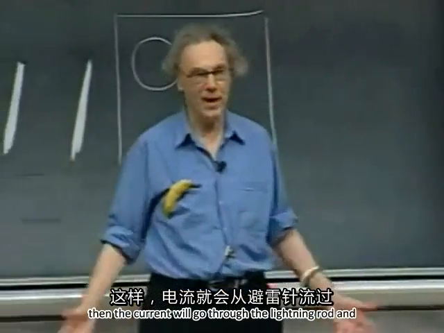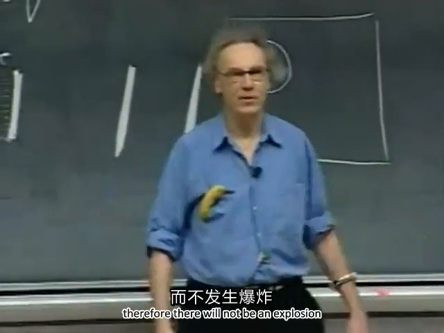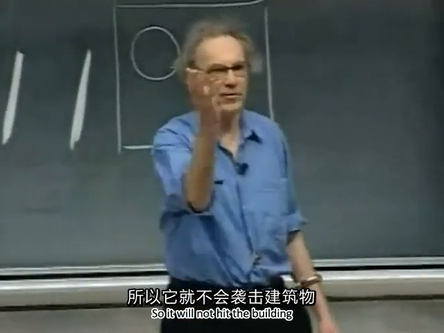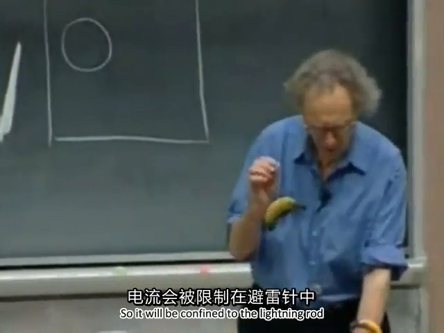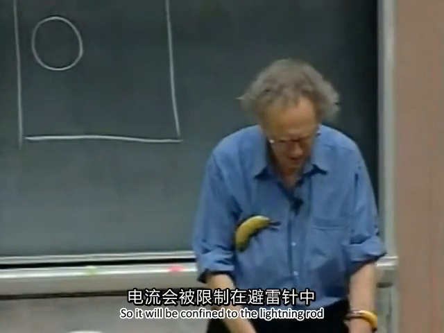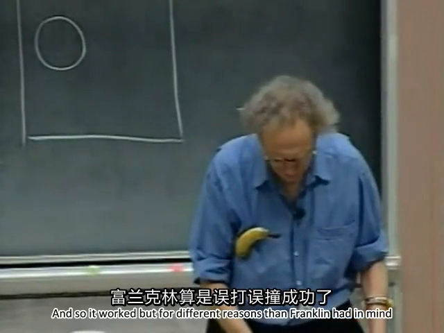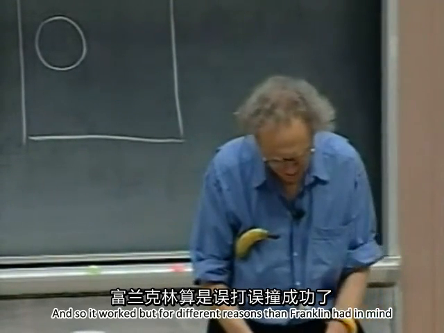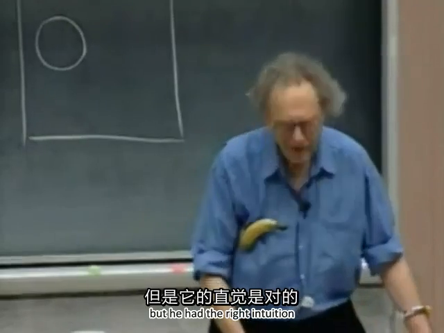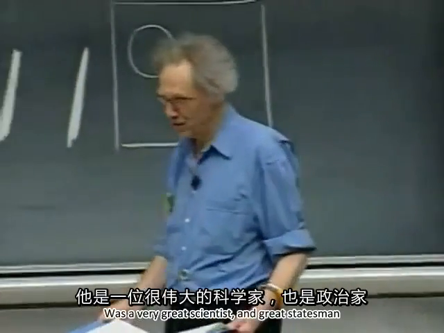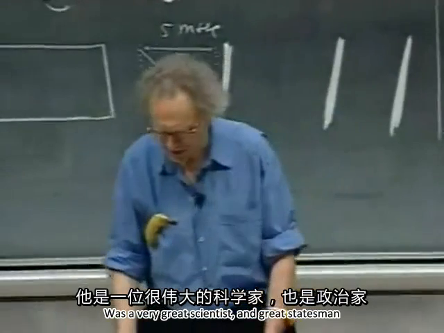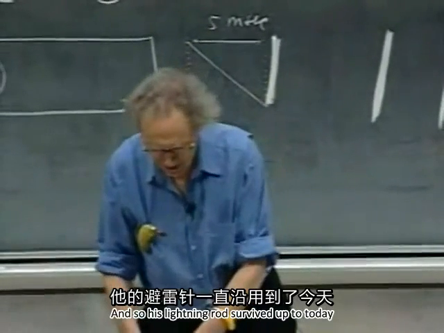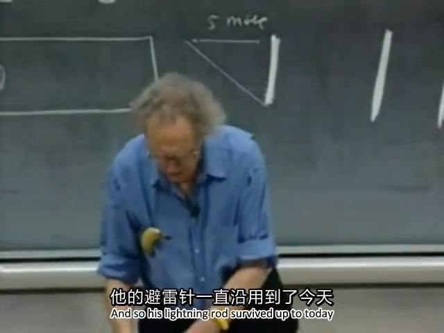current will go through the lightning rod, and therefore there will not be an explosion. It will not hit the building. So it will be confined to the lightning rod. And so it worked, but for different reasons than Franklin had in mind, but he had the right intuition. He was a very great scientist, a great statesman, and so his lightning rod survived up to today.